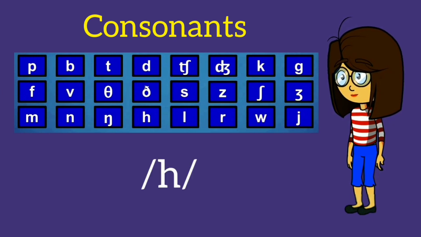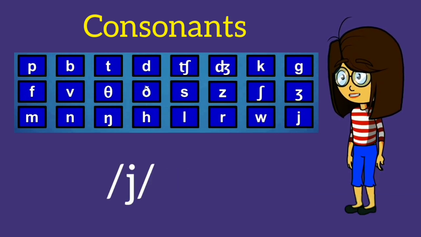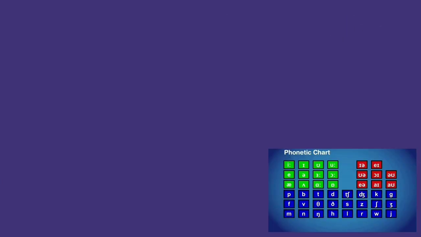Next, ha, l, r, wa. And at last, ya. And this is also written as the phoneme for the letter Y. Let us now try out transcribing the words one by one using all these 44 phonemes.